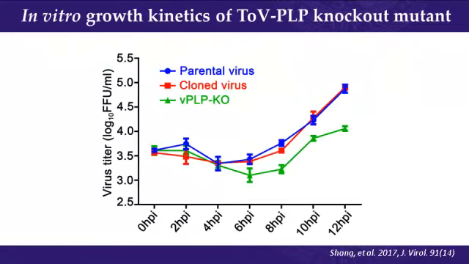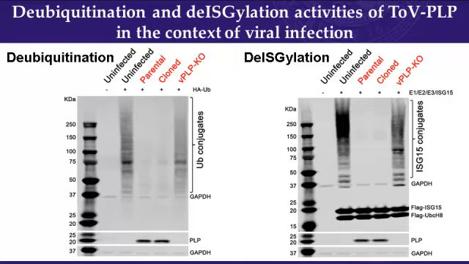Next, the cloned virus had similar growth kinetics to the wild type virus. However, this PLP knockout recombinant showed reduced growth kinetics compared to that of the wild type virus. So we further performed the deubiquitination and deISGylation assay to determine whether they still have this DUB and deISGylation activity in the context of viral infection.